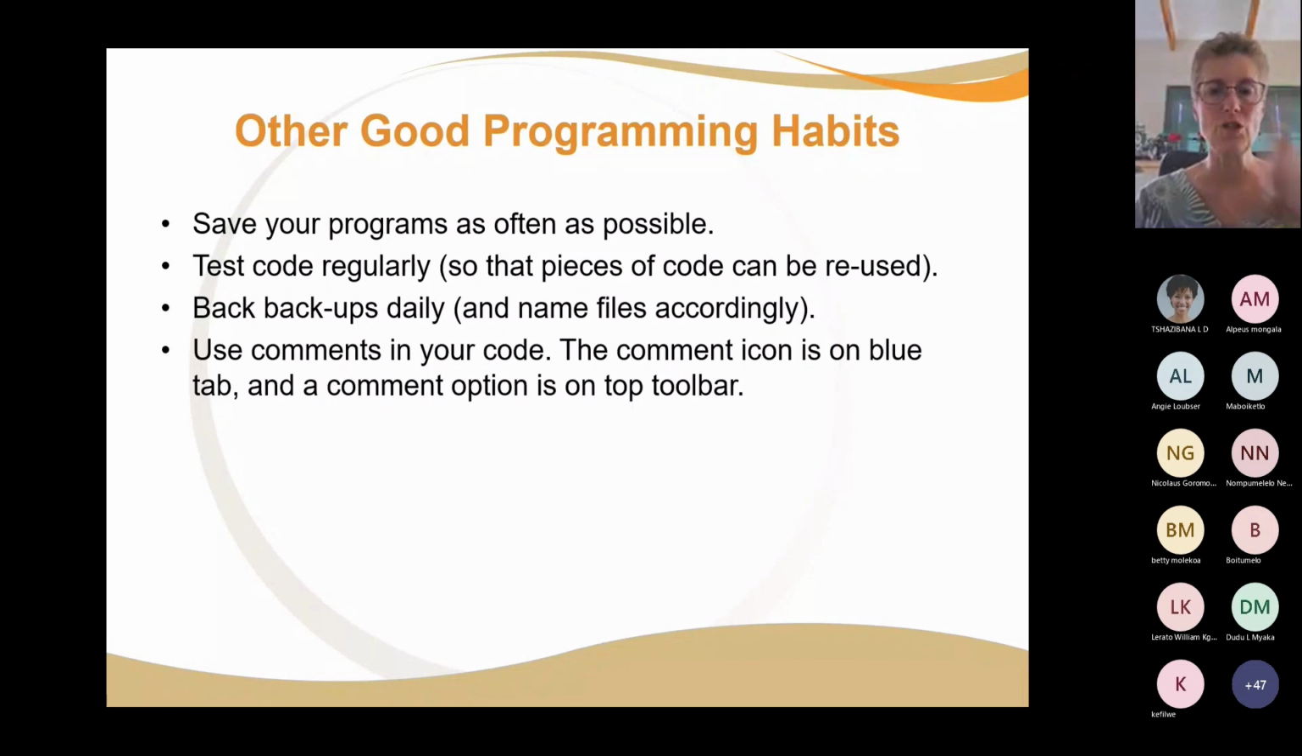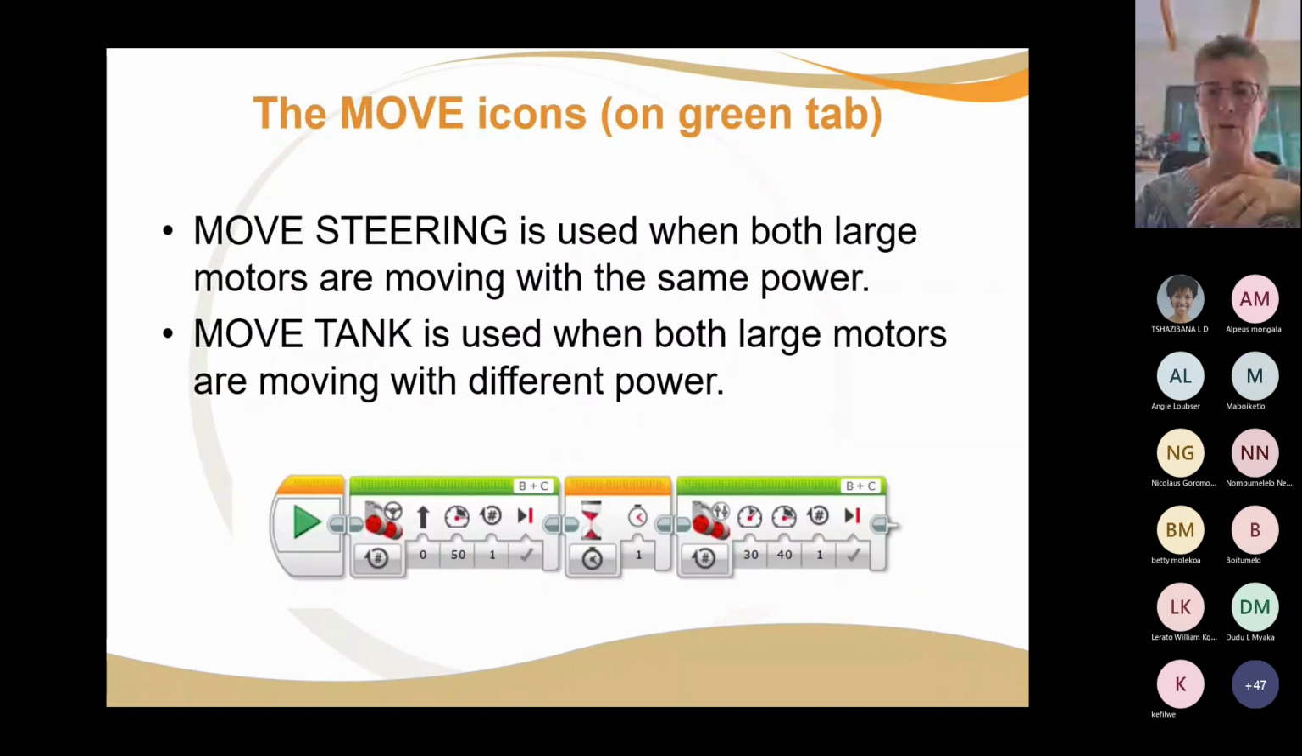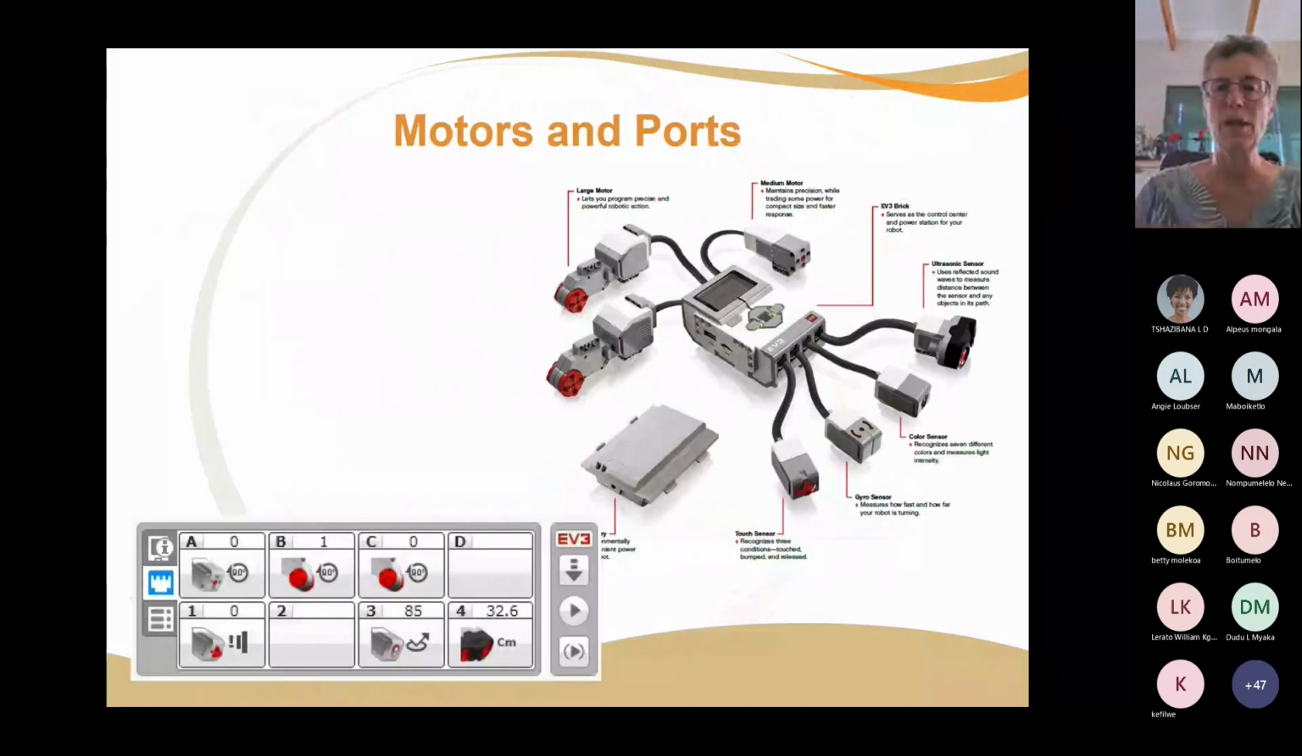This is just on the EV3 Lab. There's a difference: if you put both motors at 50, then both motors will go 50. If you put the steering, the move tank, on different powers, then the robot is naturally going to veer off to one side. I told you about the ports.